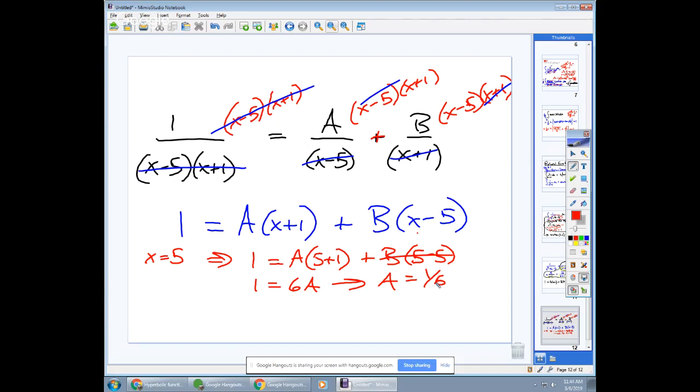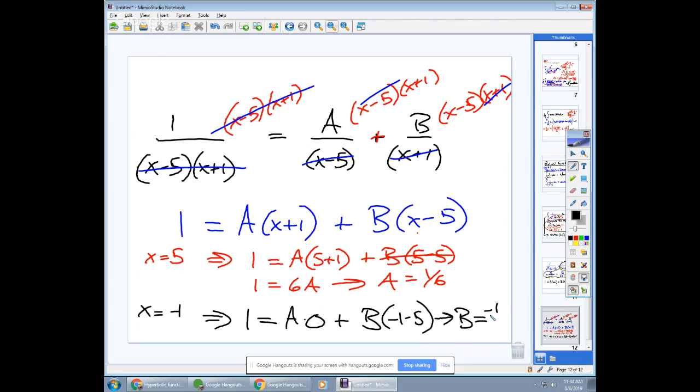What's another convenient value for x? Yeah, -1 is a nice one, so x equals -1. That's going to give me 1 equals, and the A part zeroes out, so I get A times 0 plus B times -1 minus 5, which is a -6. So B is going to be -1/6.